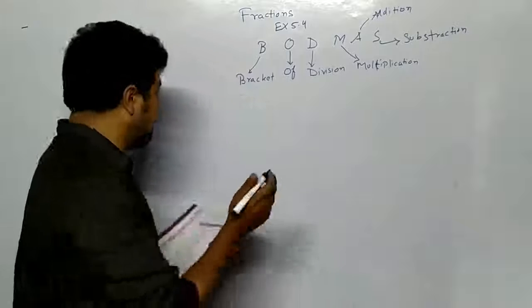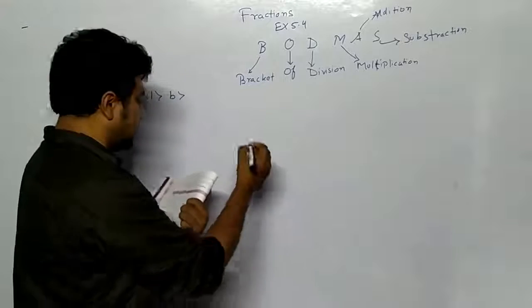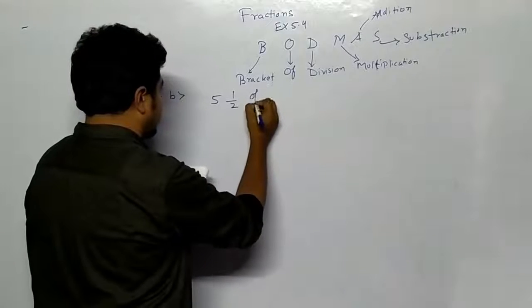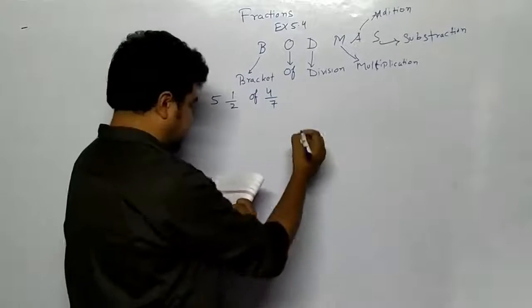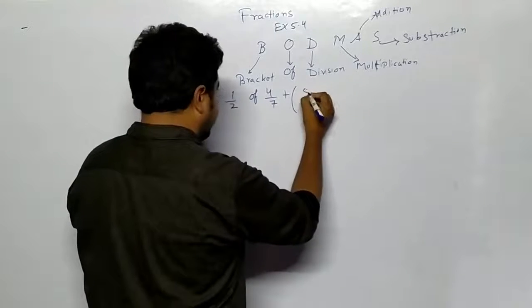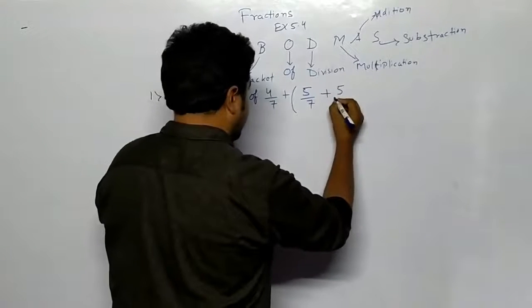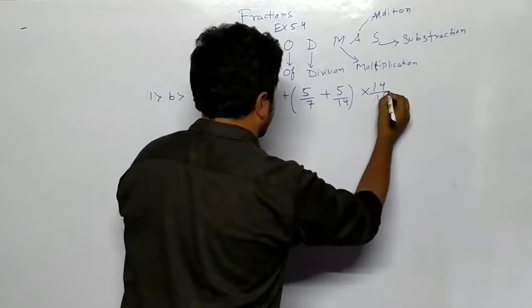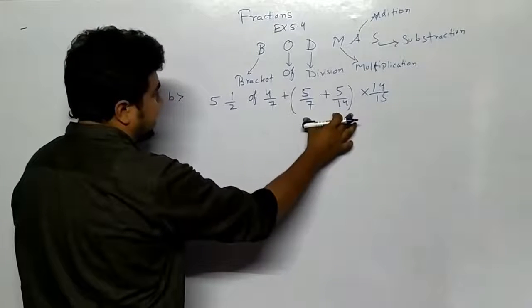First question is 1b. In this question, see what is given to us: 5 1 by 2 of 4 by 7 plus, bracket, 5 by 7 plus 5 by 14, into 14 by 15. See here what is given to us, this bracket part. The bracket has to be evaluated first.